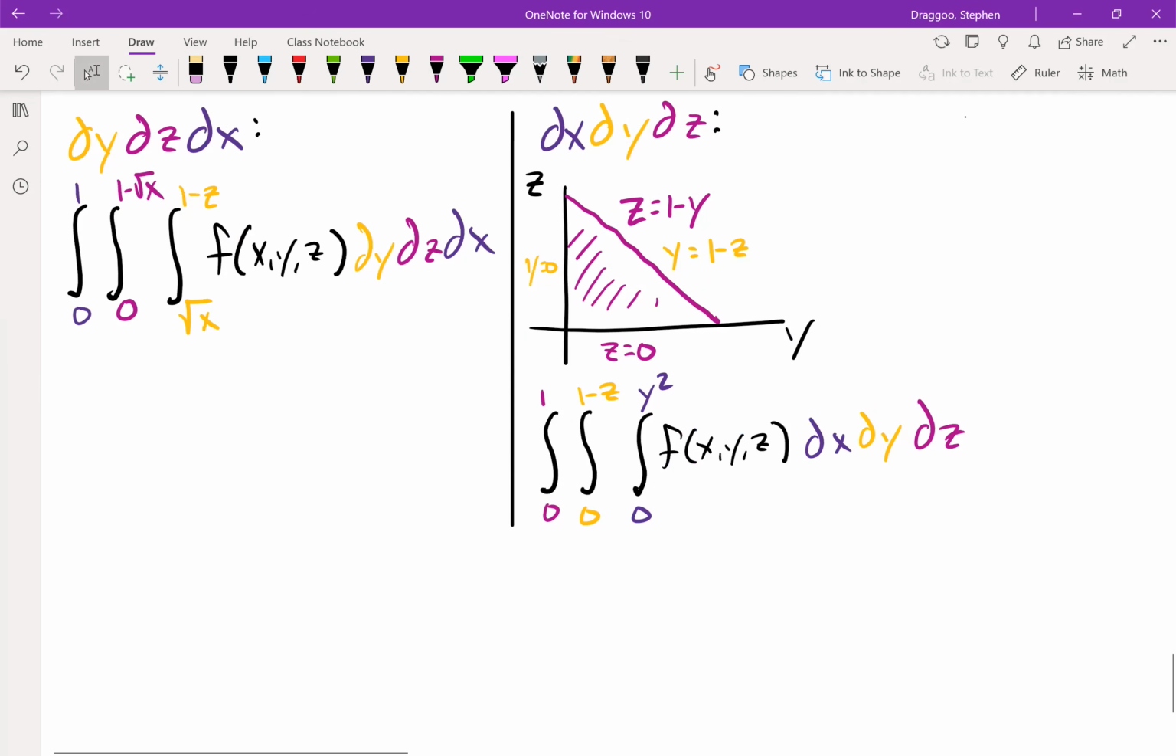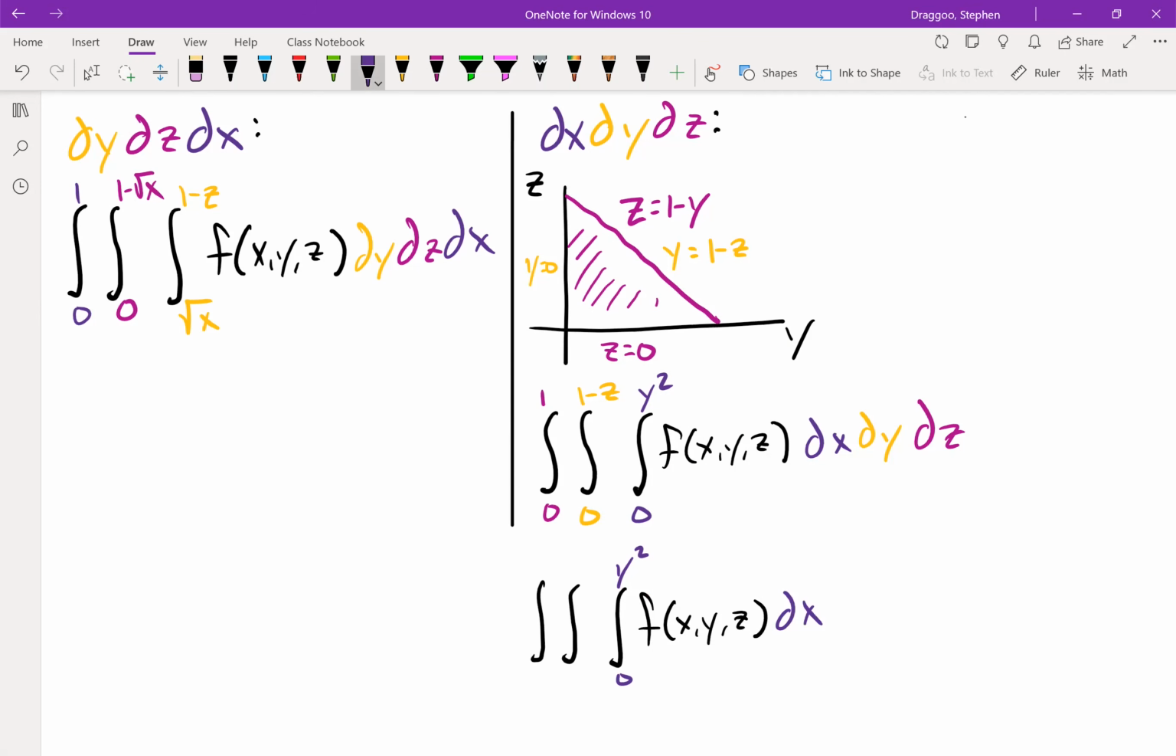So now we just have to do the final iteration, where we're going to keep x in the same spot. It's first, f of x and y and z, dx there. But now I want dz next and dy last. But we already had these bounds written out in the picture above. Z needs to go from 0 to 1 minus y. And y will go from 0 to 1.